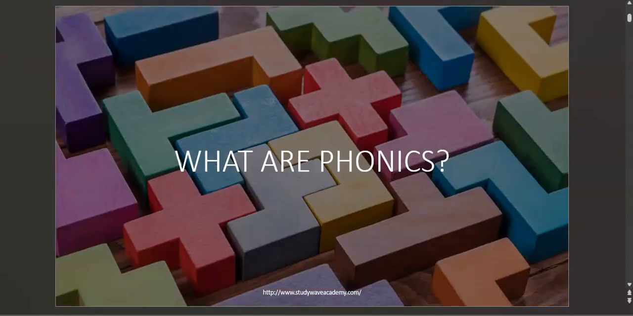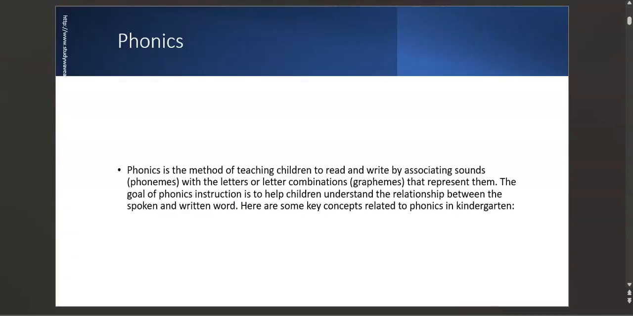So our first focus today is to understand what phonics are. Some of you might know what phonics are from our past classes, and some of you are new to this. That is okay. By the end of the class we're going to be well equipped with what phonics is.